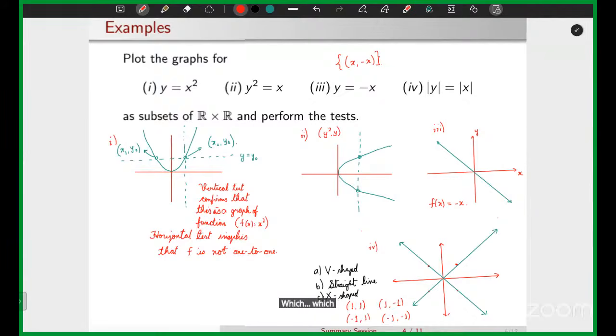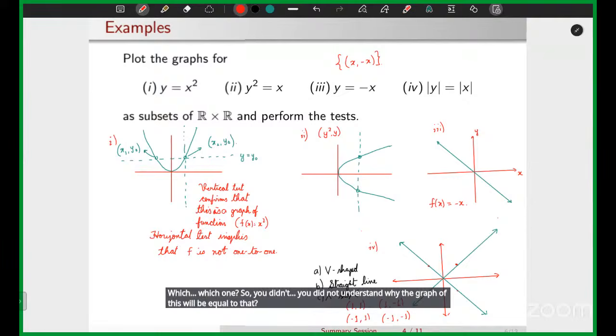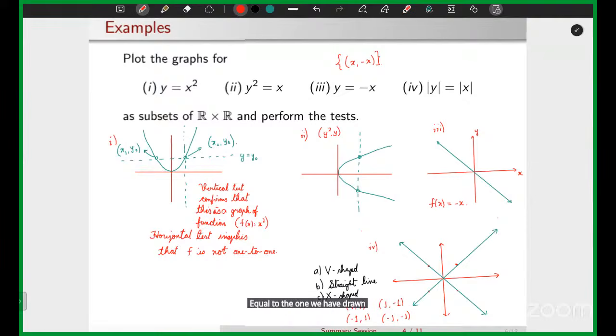Which one? I didn't get that. The equation, you didn't understand why the graph of this will be equal to the one we have drawn? Is that the thing? I don't know how to solve the two mods together. Okay, so what does it mean to say mod y is equal to mod x?